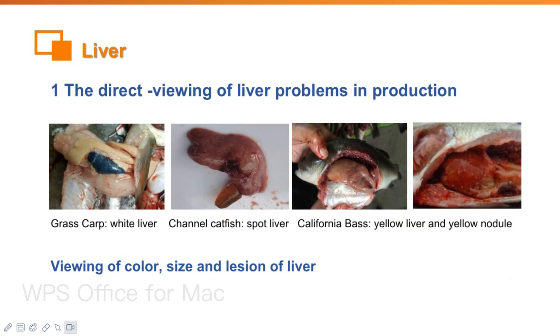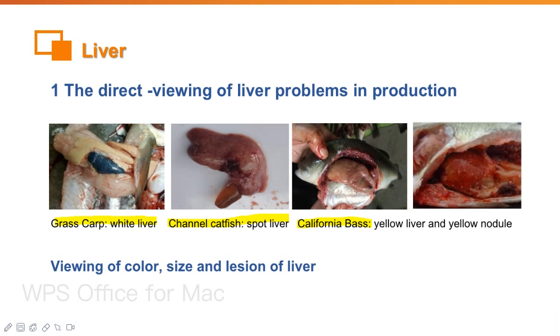So you must wonder what are the most direct viewings of liver problems in production. One is that the color of liver changed. For example, the normal color of liver is blood red. For the first picture, this is the liver of grass carp, and the color changed into white. And the second picture, this is a liver of catfish. The texture of liver becomes spotted, and some white spots appeared. And this is the liver of California bass. Its color changed into yellow.